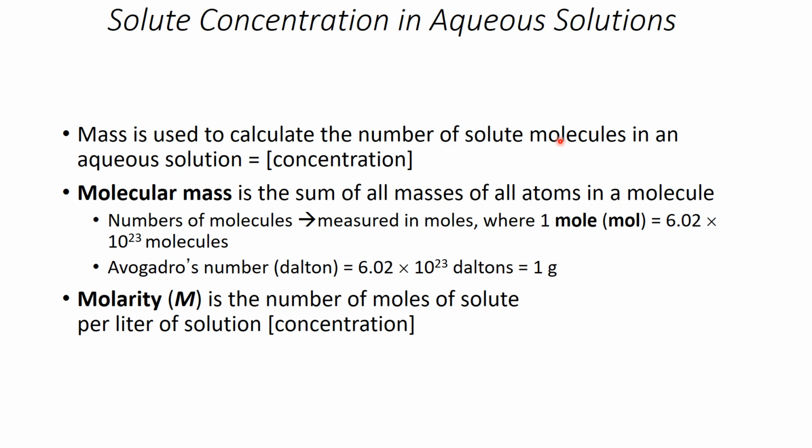Now, Avogadro's number, or Dalton, another term for atomic mass units, which would be the same as the atomic mass that's listed in the periodic table, is equal to 1 gram, right? So instead of using 6.02 times 10 to the 23 molecules, we could say that 6.02 times 10 to the 23 Daltons is equal to 1 gram.